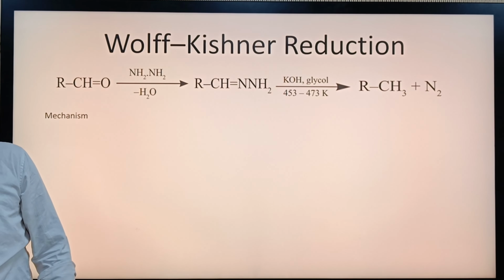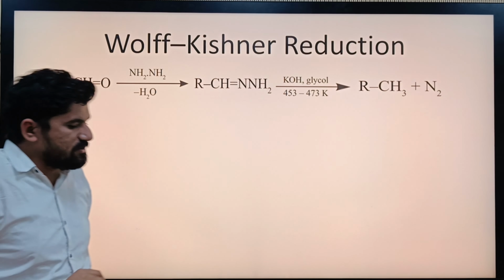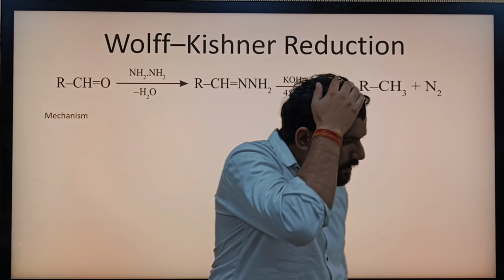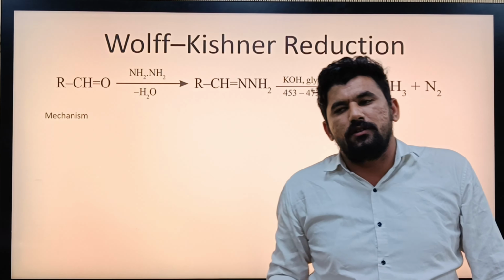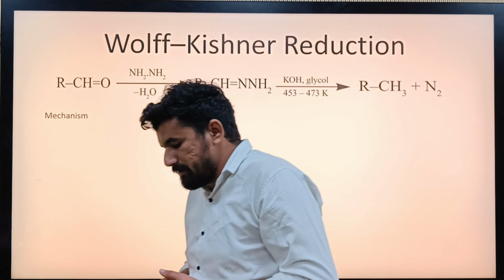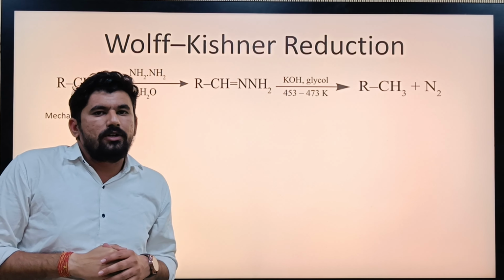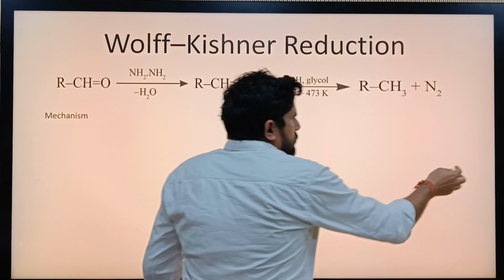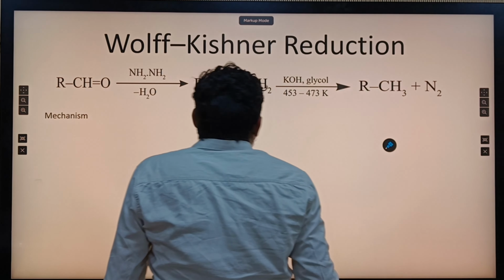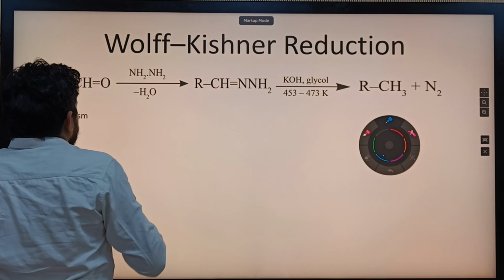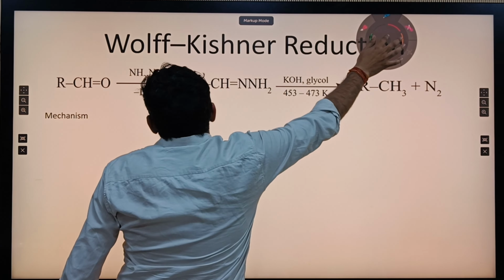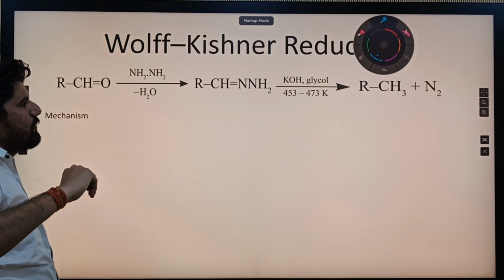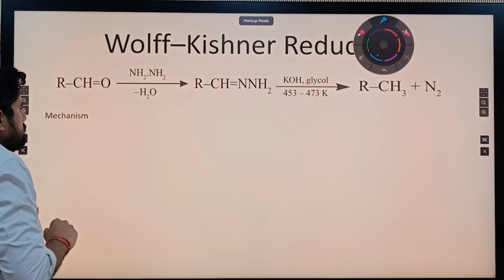We have another reaction, the Wolff-Kishner reduction. It is an important reaction, widely used with industrial application, or you can say in complex molecule synthesis, and for competitive examinations it is also important. So let's see what is the mechanism behind this. In the Wolff-Kishner reaction, we have NH2NH2. It is a reducing agent. It reduces the aldehyde group to alkane.